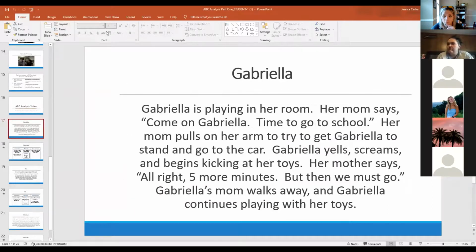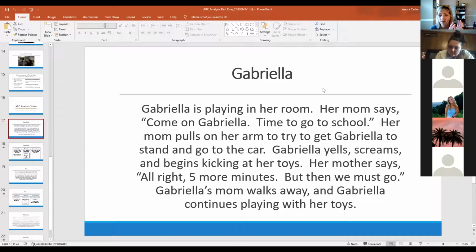Gabriella is playing in her room. Her mom tells her, "Come on, Gabriella, it's time to go to school." Her mom pulls on her arm to try to get Gabriella to stand up and go to the car. Gabriella yells, screams, is kicking her toys. Her mother says, "Okay, 5 more minutes, but then we must go." Gabriella's mom walks away and Gabriella continues playing with her toys.